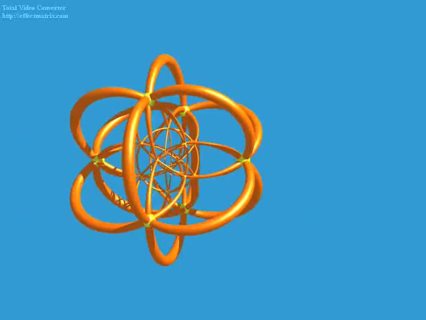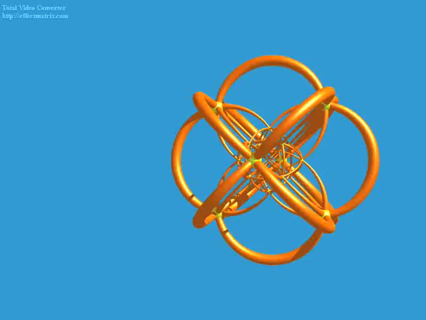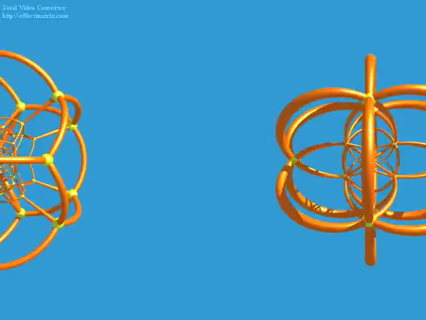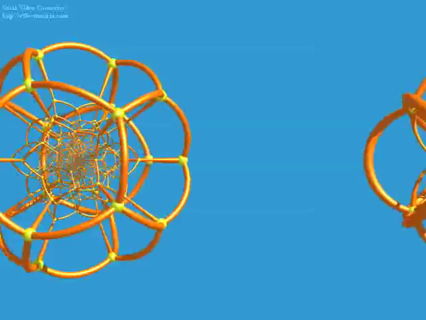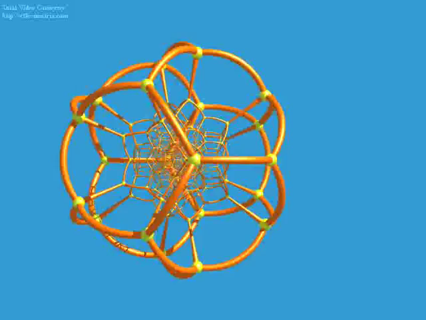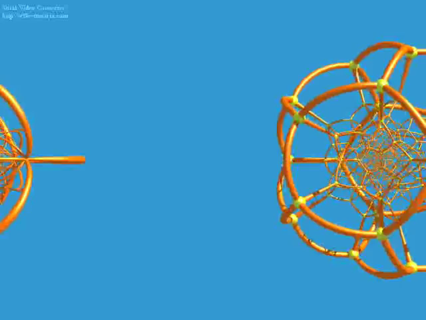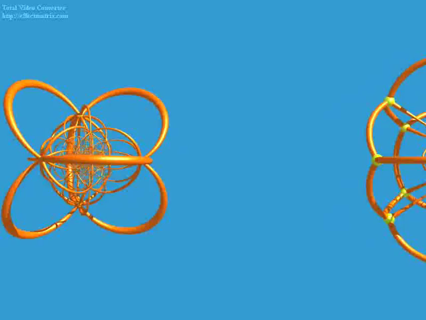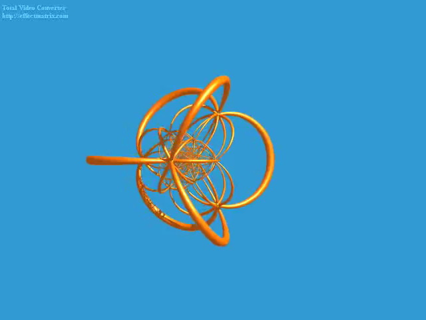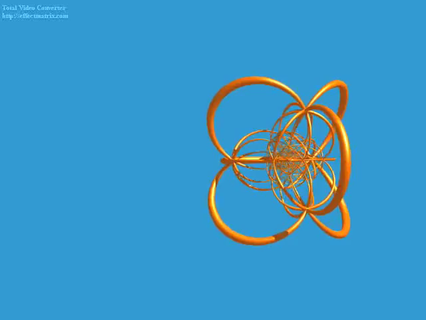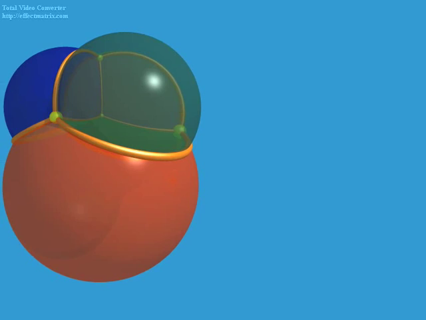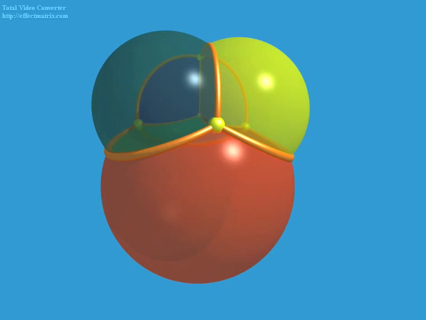Here's the 24 cell, with 24 vertices and 96 edges. Finally, the 120 cell and the 600 cell. Let's add the two-dimensional faces to get an even better view. The simplex, with its 10 triangular faces.